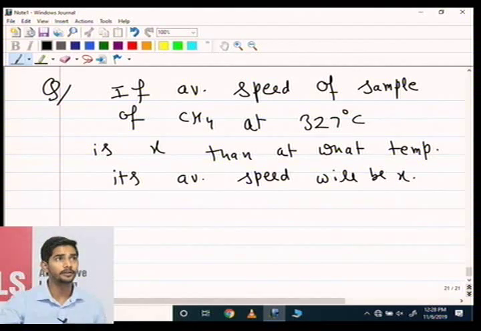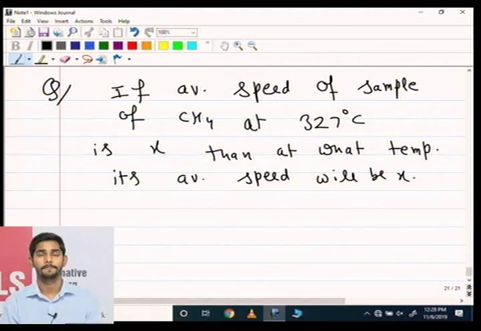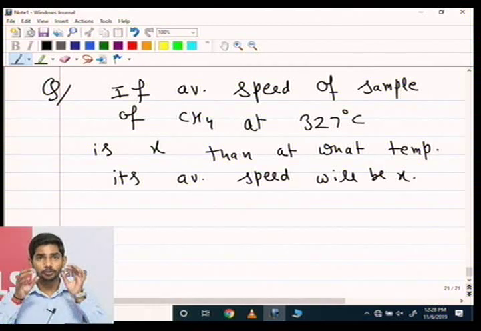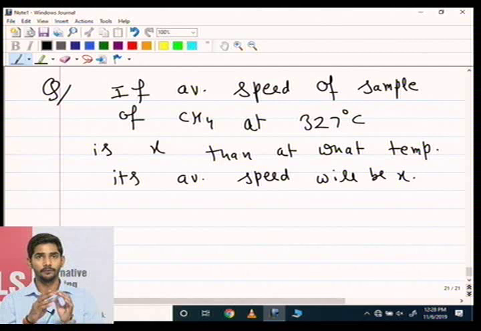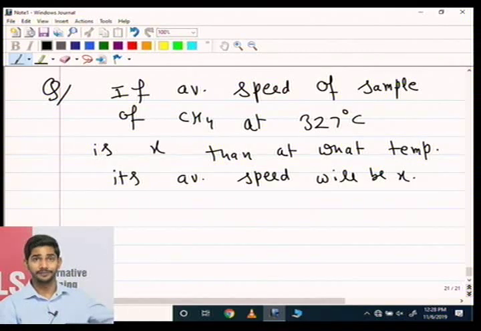Guys, look at the question very carefully. Don't try to copy the previous formula. First of all, make sure that you can apply the same on this particular question as well. Confirm this one. If yes, then you can use it.